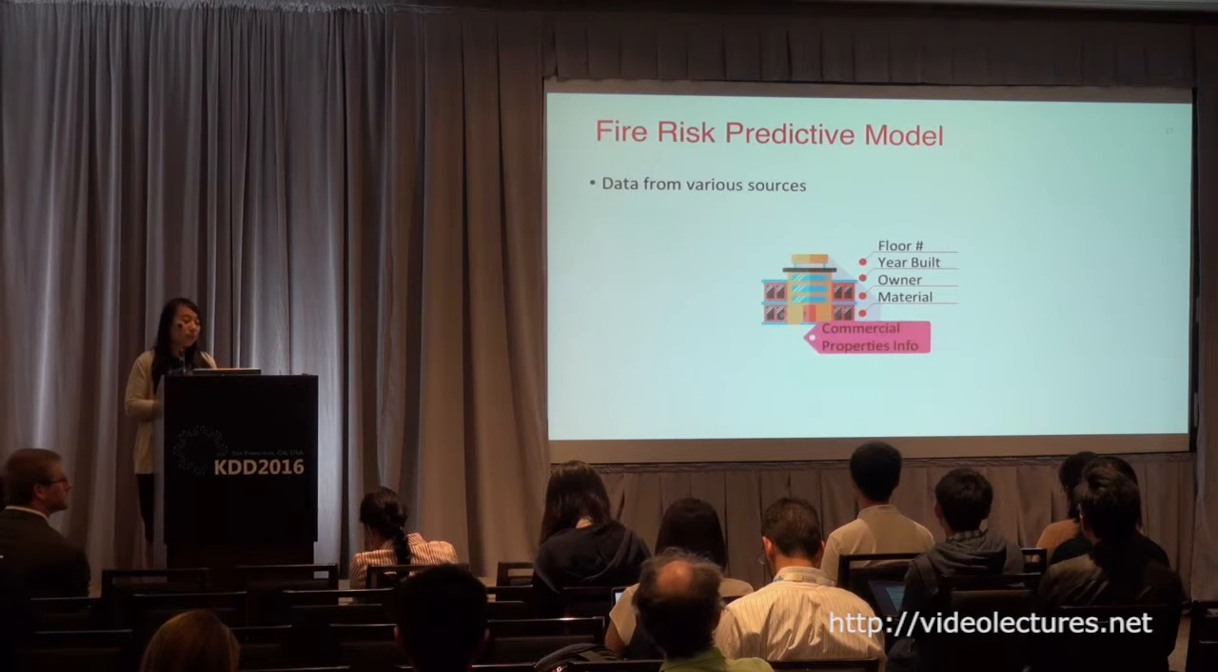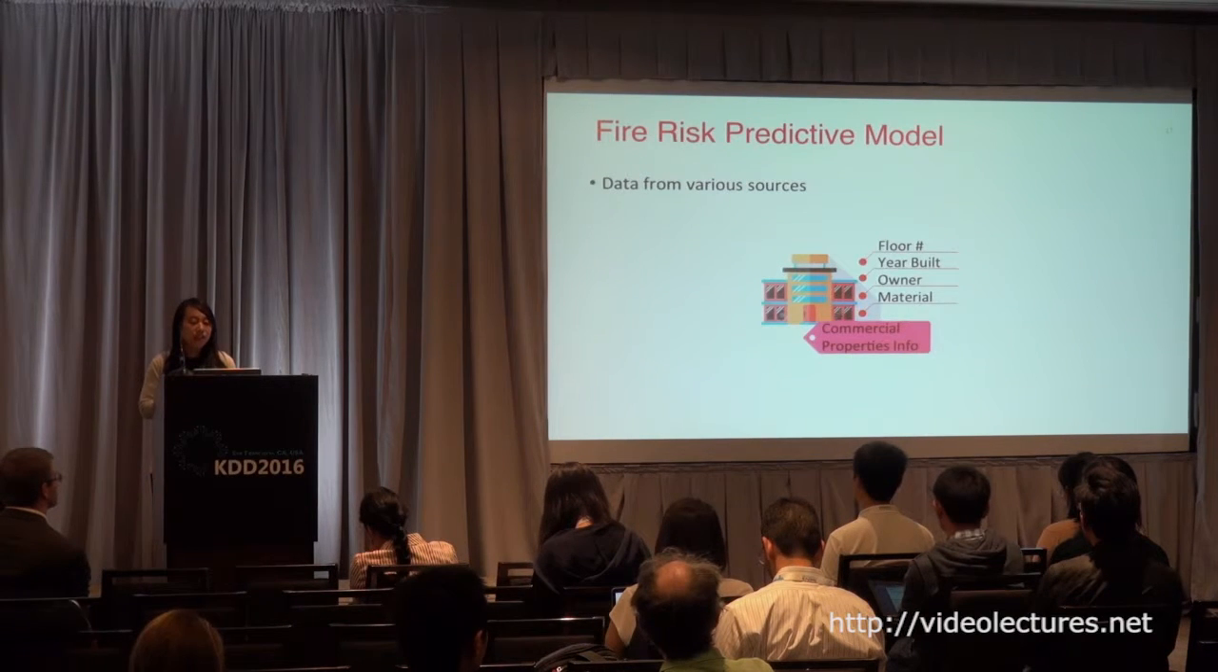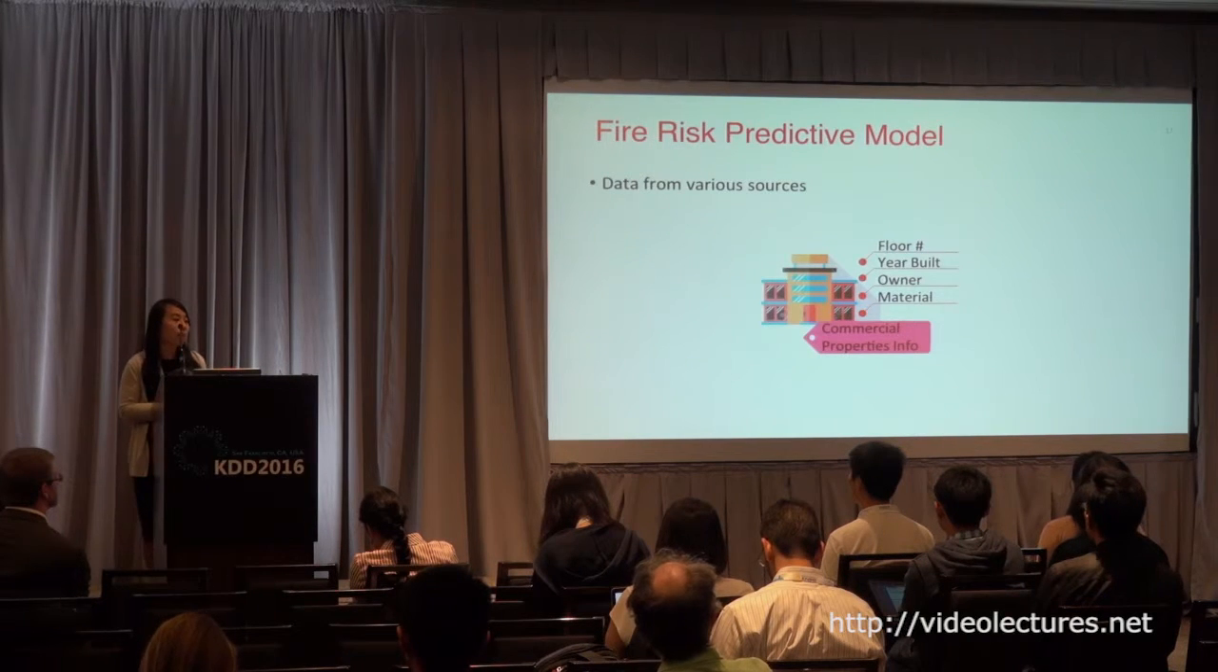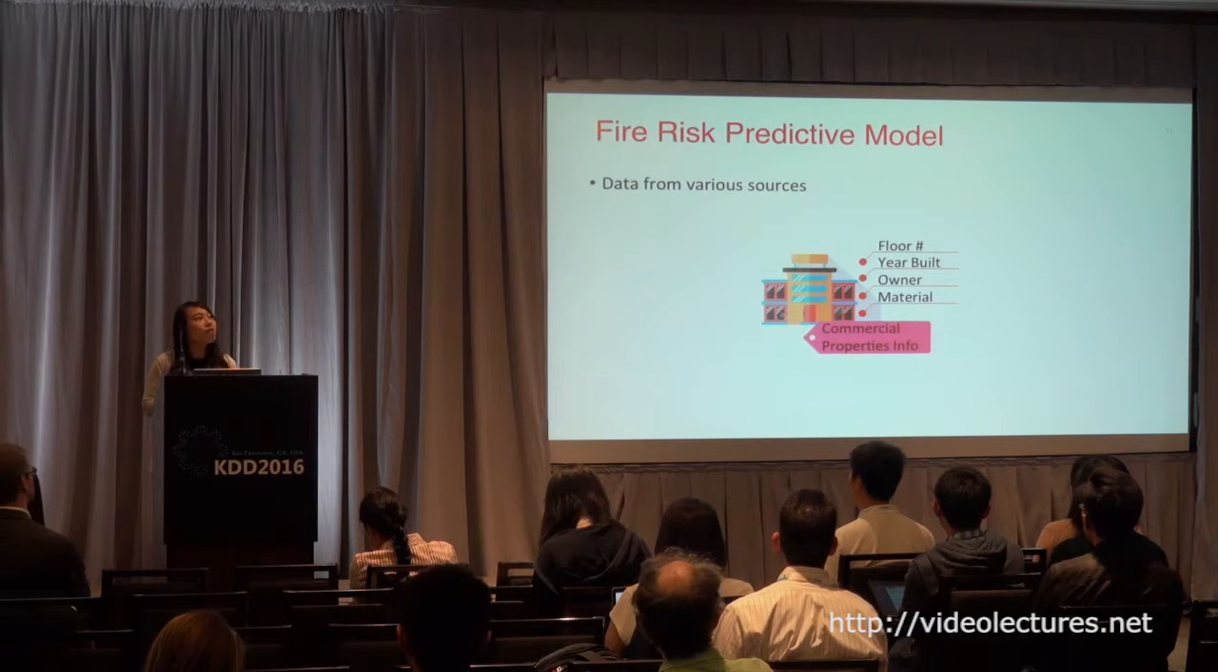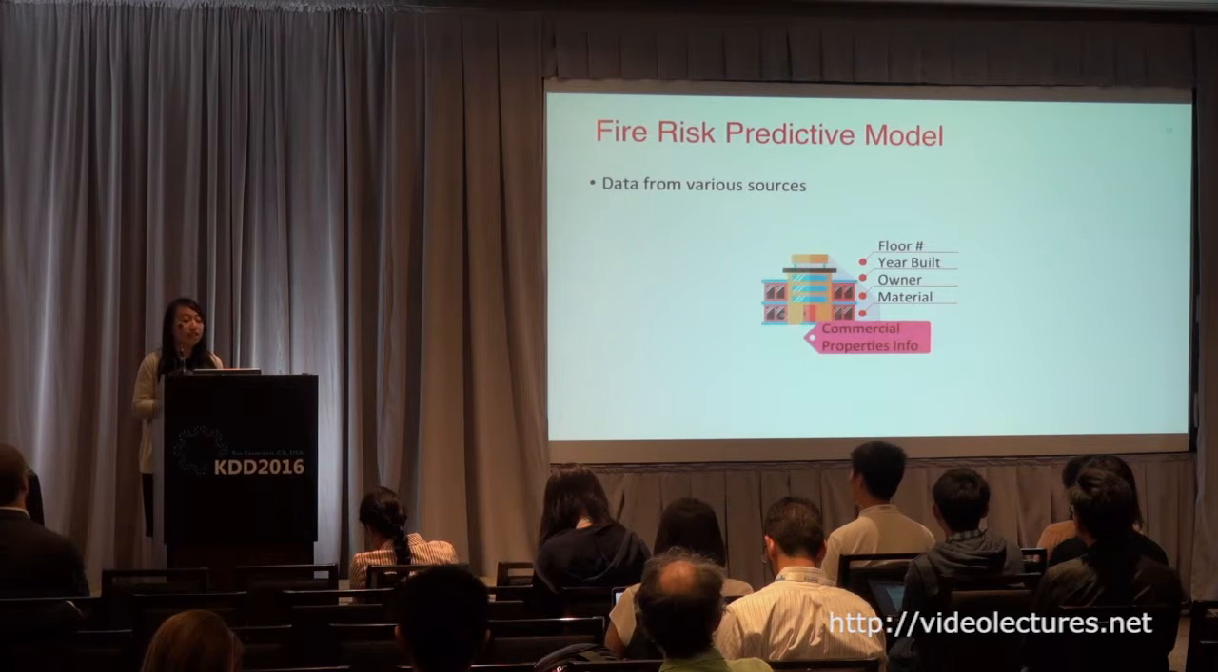So we started with the commercial property list that is purchased by the Atlanta Fire Department, which contains information like number of floors, year built, owner information, and material of the structure, etc. This information is quite sufficient if you want to lease the offices for potential other commercial uses. However, it's not quite sufficient to build a predictive model.